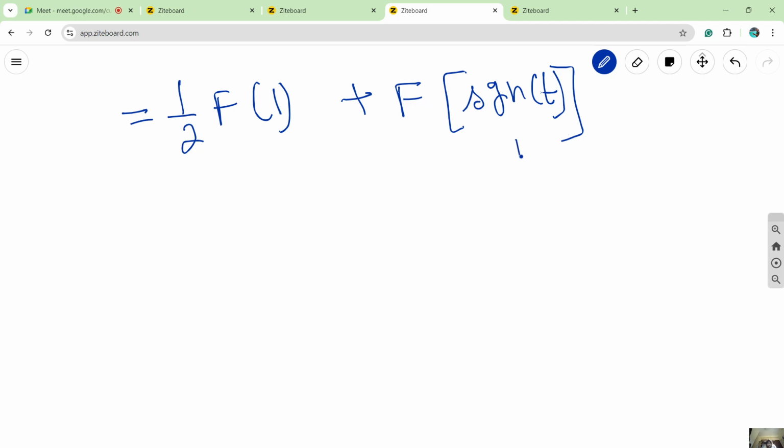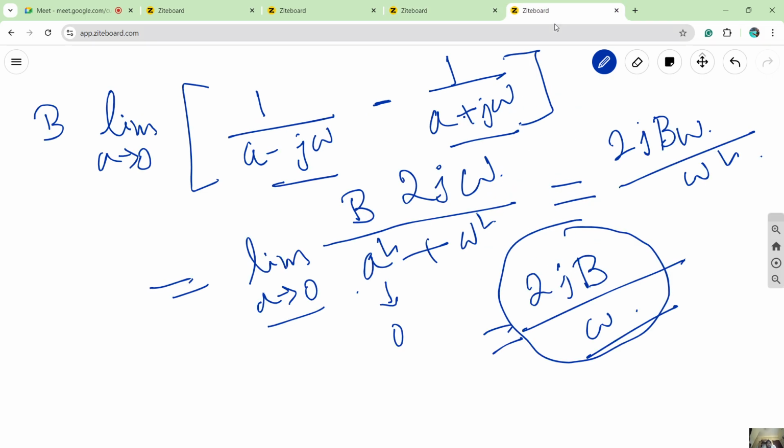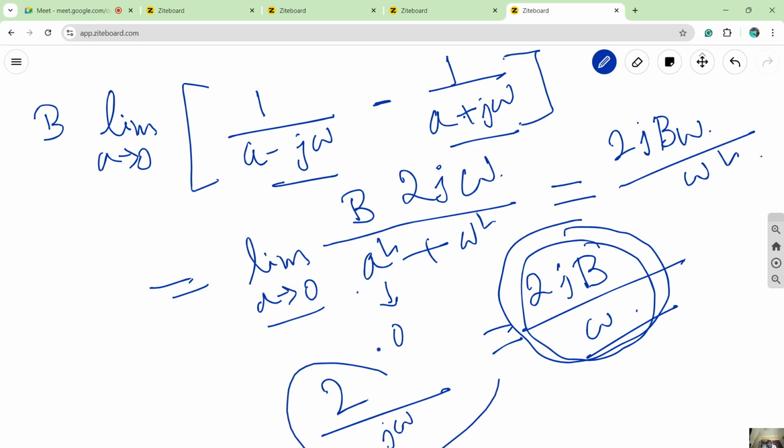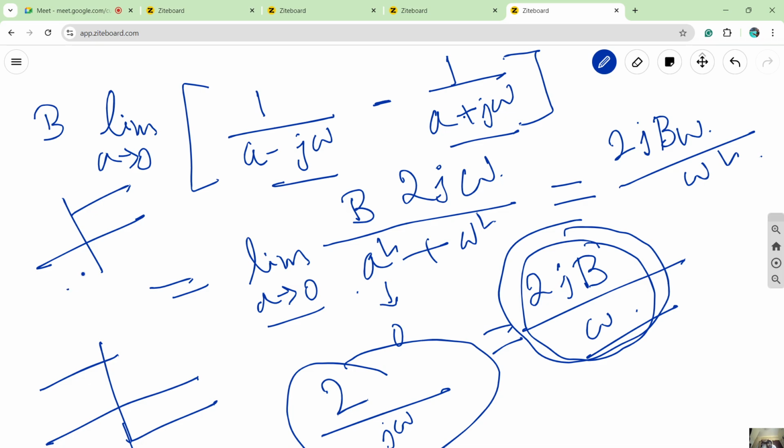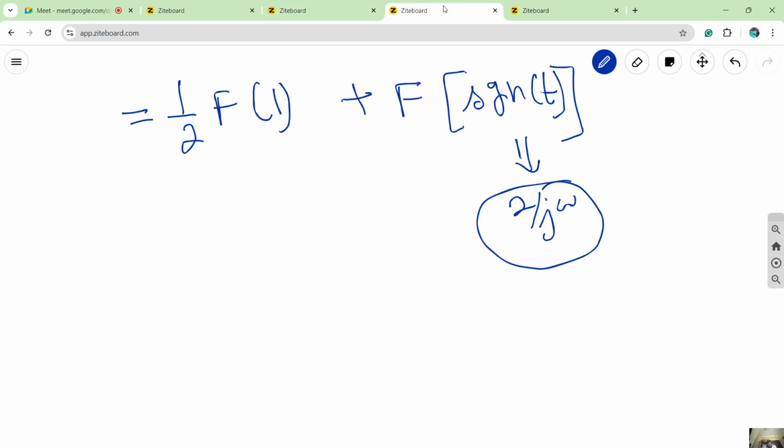So this is actually 2 by j omega. Like in the previous one, we just got it with b equal to 1, but it was a reverse function, so this 2 by j omega term comes from this equation. For our case, we have taken this type of signal. But if we take the signum function, which is this one, and calculate in a similar way, we will get 2 by j omega.